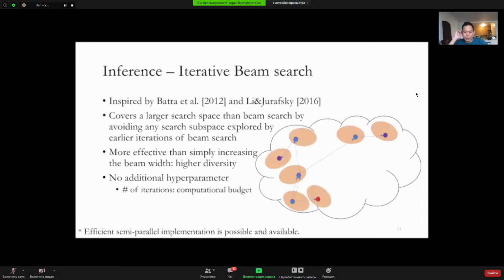There are so many different ways to go about it. One idea is to run the beam search over and over, but every time we run beam search, we're going to ensure that any candidates from the previous runs are blocked out, so that it's going to explore a different part of the space more effectively.